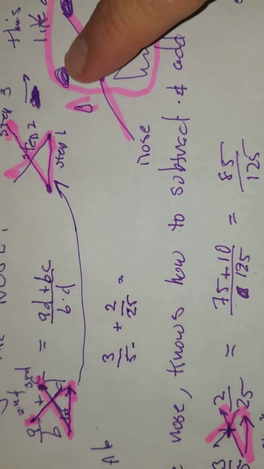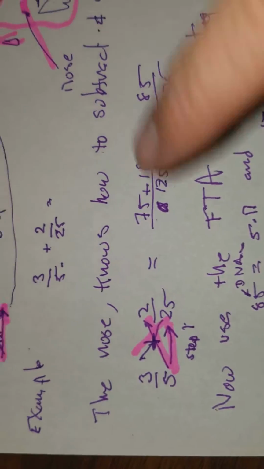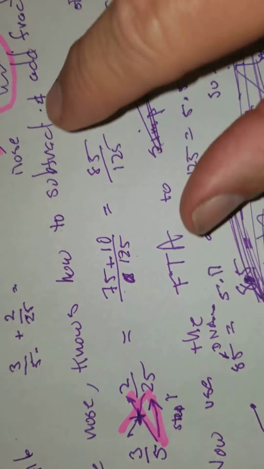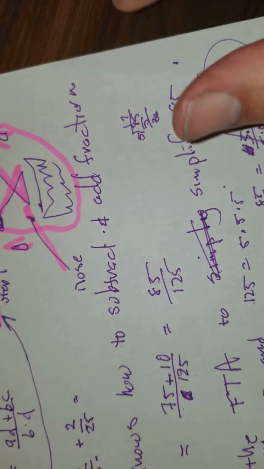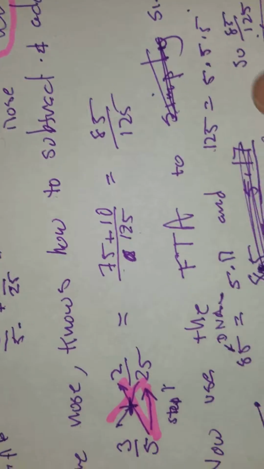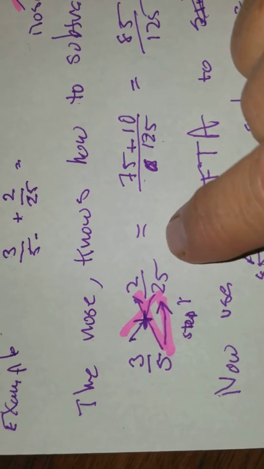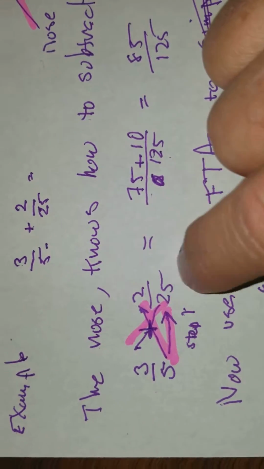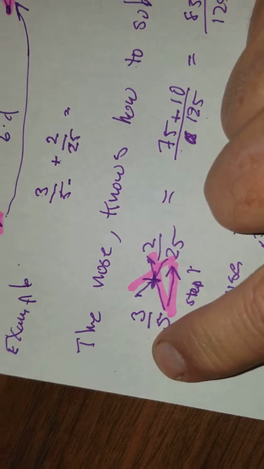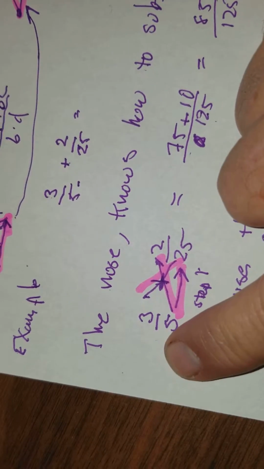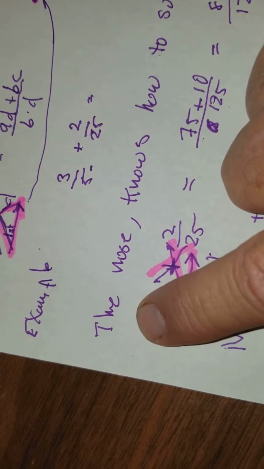See, step 1, 2, and 3. So I call it the nose. I say the nose knows how to subtract and add all fractions in the universe. Example, 3/5 plus 2/25. Now you could take 5 and say, oh, I can make a common denominator by multiplying 5 times 5 and then multiplying up here 5 times 3, right?